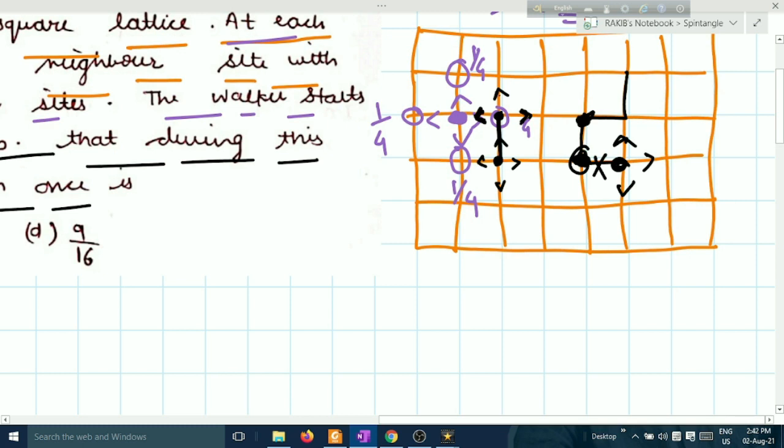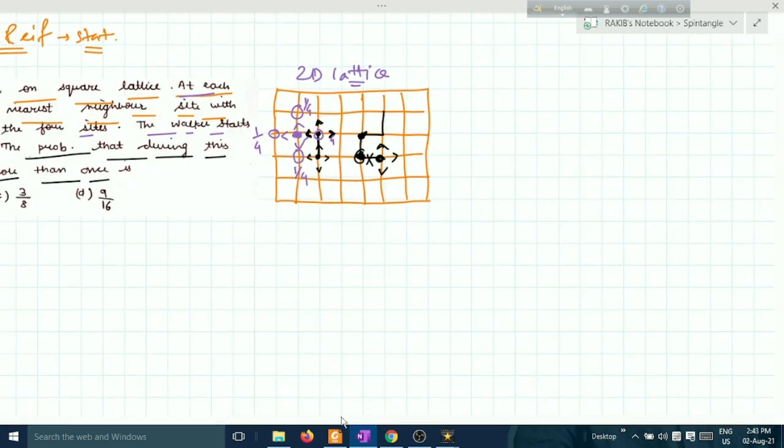If you are reversing the path, then you will visit this site again 2 times. This is not allowed. Okay, so in this place, the probability becomes 1/3, 1/3, 1/3.